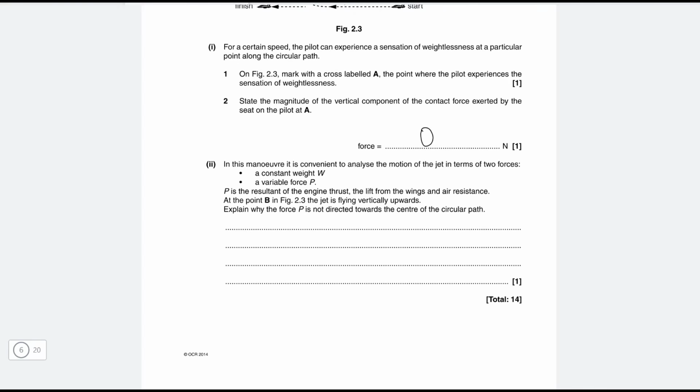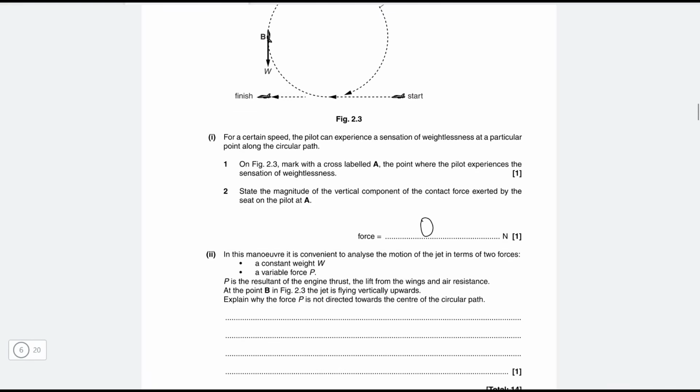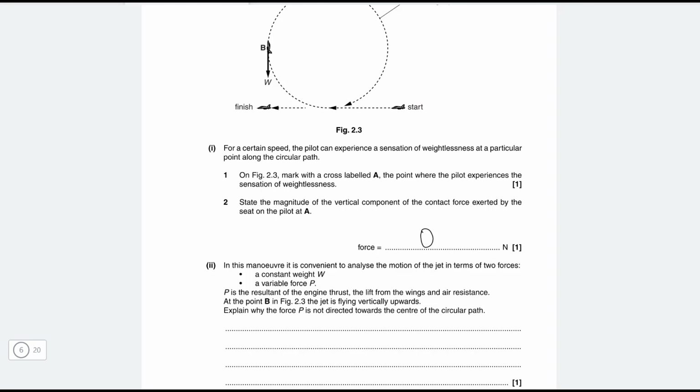Okay, part 2. In this maneuver, it is convenient to analyze the motion of the jet in terms of the two forces: a constant weight W, and a variable force P, which is the resultant of the engine thrust, the lift from the wings, and air resistance. At the point B in figure 2.3, the jet is flying vertically upwards. Explain why the force P is not directed towards the center of the circular path.